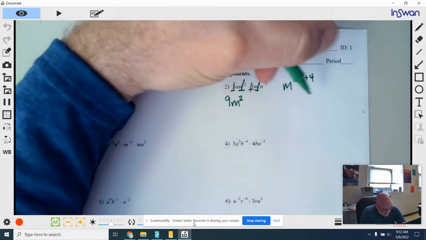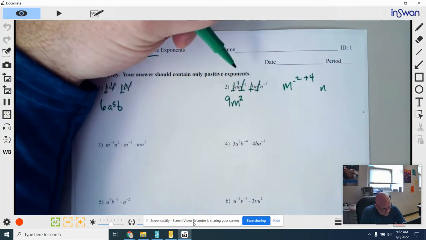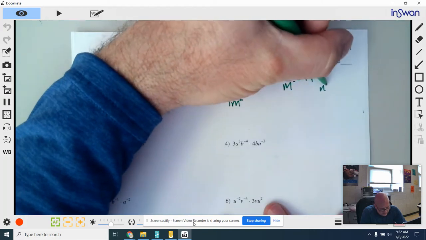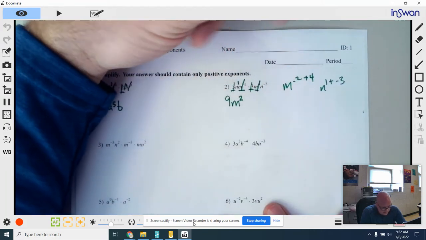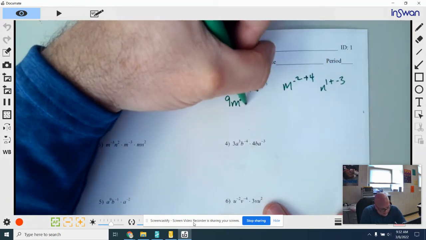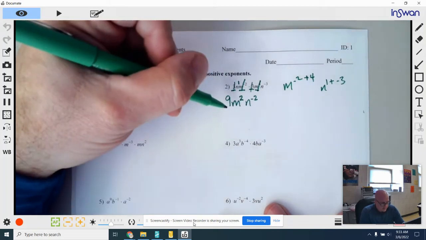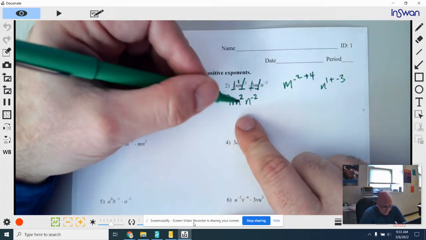Okay, then I look at my n's. Well, you had one n right here, and then you're going to add it with this negative 3. So that's 1 plus negative 3. Okay, 1 plus negative 3 is negative 2. Now, if we look at our answer, we have 9m squared n to the negative second power.